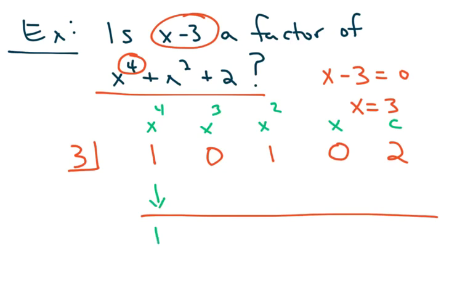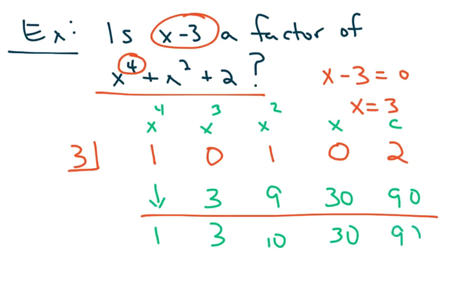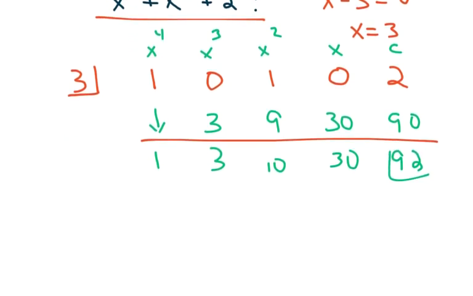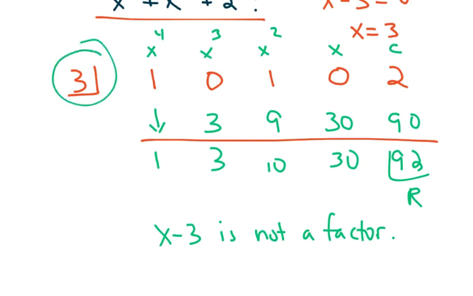All right, so we drop the first number and then we multiply. Then we add, we multiply. We add, we multiply. We add, we multiply, and then we add. Since the remainder is 92, x minus 3 is not a factor. It is only a factor when the remainder is 0. It is only a factor when the graph crosses or hits the x-axis at that x value.